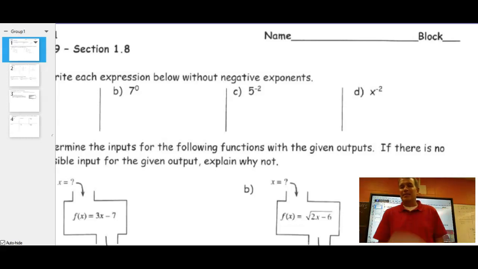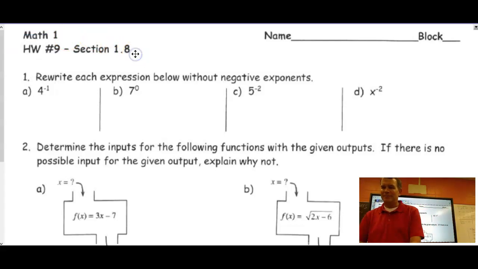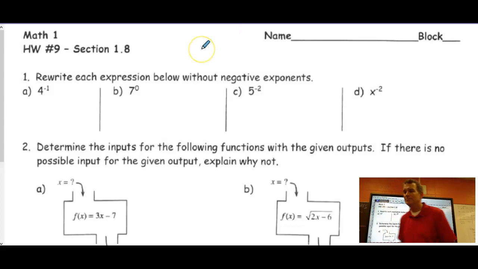All right, let me go through an explanation on the board of each problem here. And you can just slide through and pick the ones that you want. All right? Here we go.